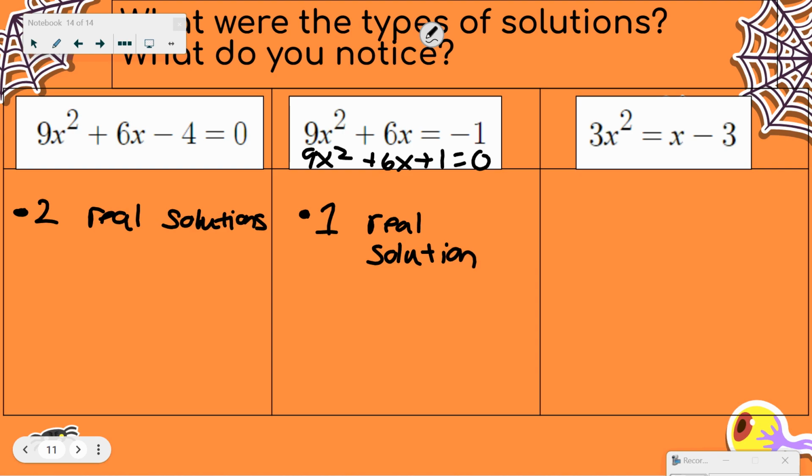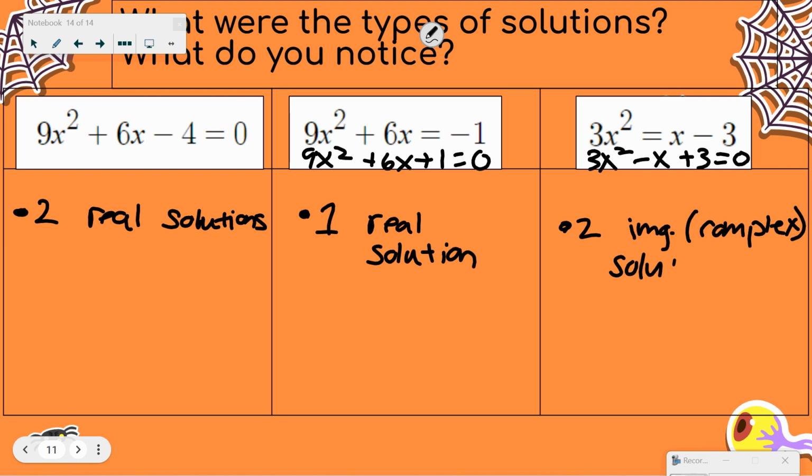What about our problem we just did? What were those solution types looking like? We had 2 imaginary solutions. Great. So this was 2 imaginary, or you could say complex solutions. Meaning these were not real, right? I know they were not real because they had that i with it.